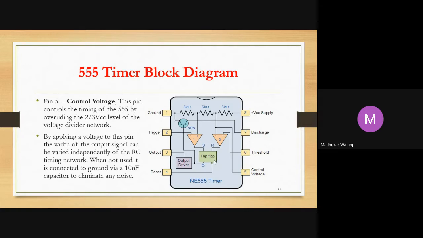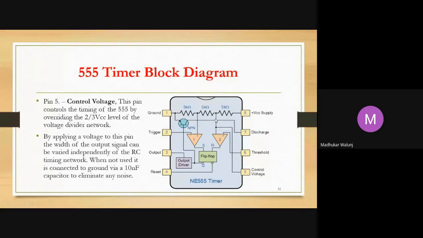Pin number 5, as I have told you, is the control voltage pin. This pin will control the timing of the IC555 by overriding the 2/3 VCC level. You can see here that pin 5 is connected to the inverting terminal of comparator 2 of the operational amplifier. So what will happen? The control voltage, the externally connected voltage, is given to this inverting pin. It will create some difference from the 2/3 VCC. So we are going to override the 2/3 VCC level of the voltage divider network.